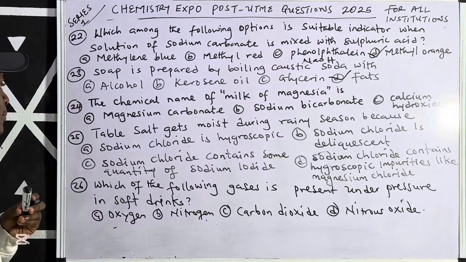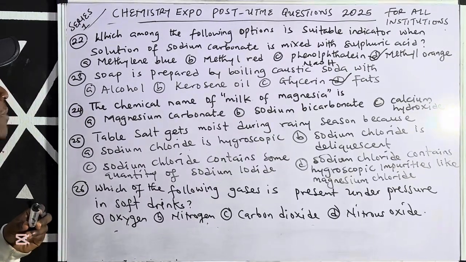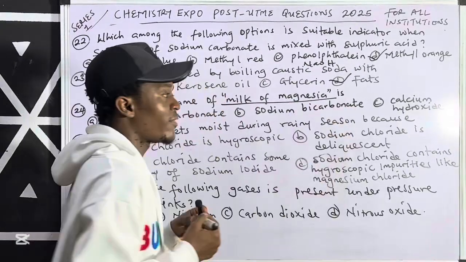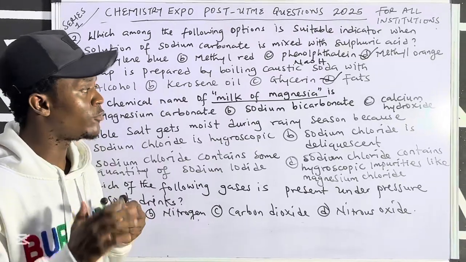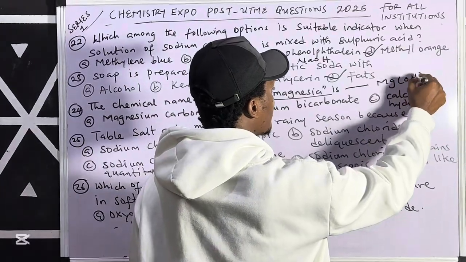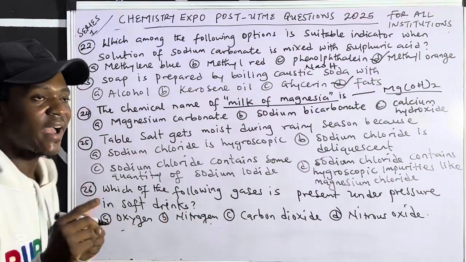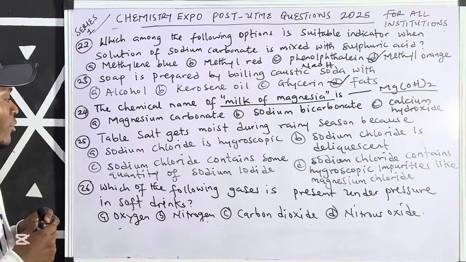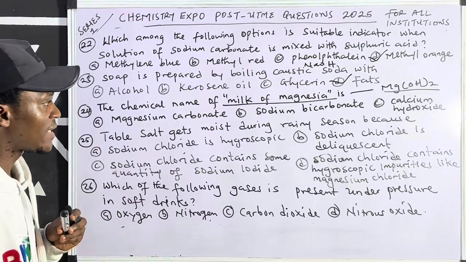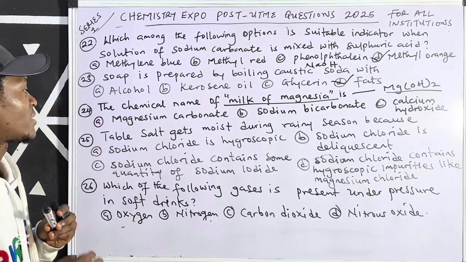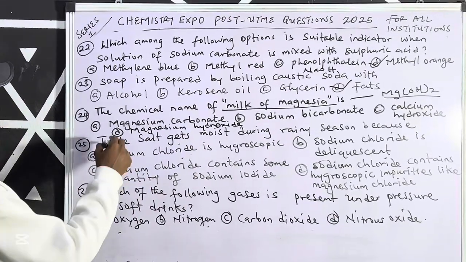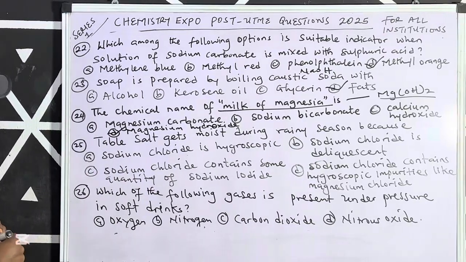Then question 24. The chemical name of milk of magnesia is... If you have studied your bases thoroughly, you tend to know that milk of magnesia has the formula Mg(OH)2, which is magnesium hydroxide. So do we have that in the options? Let's check. A, magnesium carbonate, is out of it. Then B, sodium bicarbonate, that's totally wrong. C, calcium hydroxide, is wrong. Option D, magnesium hydroxide. So the best option is magnesium hydroxide, option D.